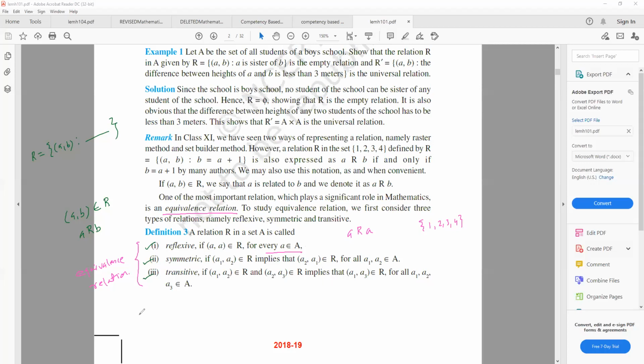For example, suppose your set is set of all triangles. आपको समझने के लिए बता रहे हैं. And your relation is similar to. Is this relation reflexive?